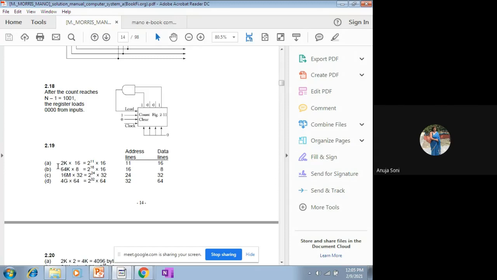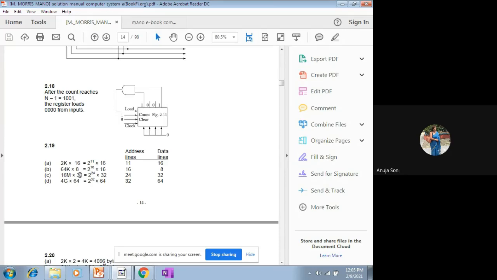Now we come to the next part, 64k into 8. 8 will be your data lines, straightforward, and for the remaining 64k, k will be converted in terms of 2 raised to power. 64 will be 2 raised to power 6 and k will be 2 raised to power 10. So in total it will be 2 raised to power 16. So 16 will be the number of address lines.